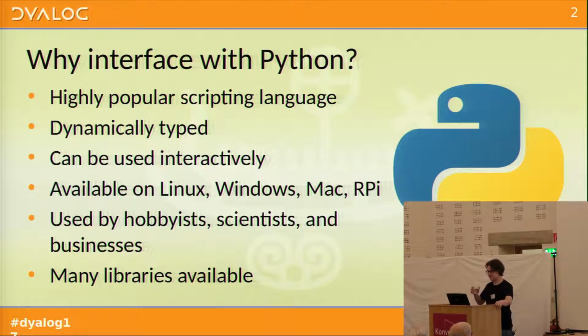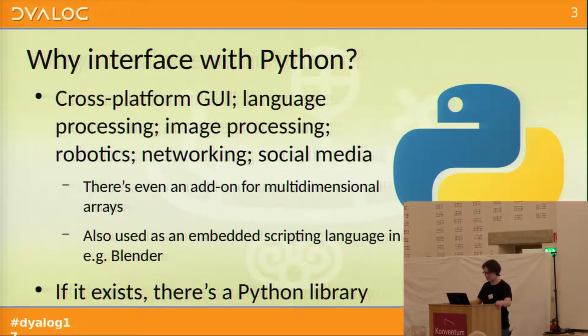But Python is available on Linux, on Windows, on the Mac, on the Raspberry Pi, on Android as well, basically on every modern platform. It's used by hobbyists, by scientists, by businesses alike. You can find it everywhere, and there are a lot of libraries available for it. So you can do cross-platform GUIs with it. You can do language processing, image processing. You've probably already seen some robotics, networking, social media. Just about everything you can think of, there's a Python extension for it.